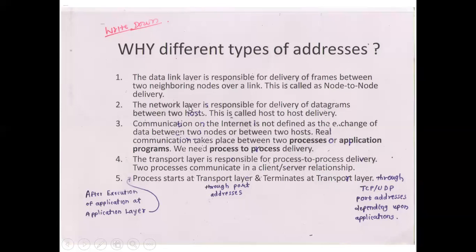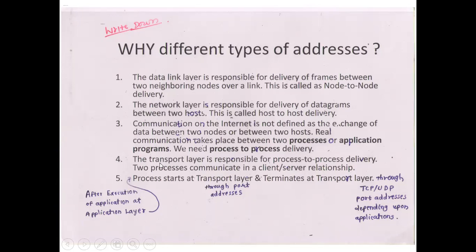Number two, the network layer is responsible for delivery of datagrams between two hosts. This is called host to host delivery. Number three, communication on the internet is not defined as the exchange of data between two nodes or between two hosts. Real communication takes place between two processes or application programs. We need process to process delivery. Please keep this in your mind.